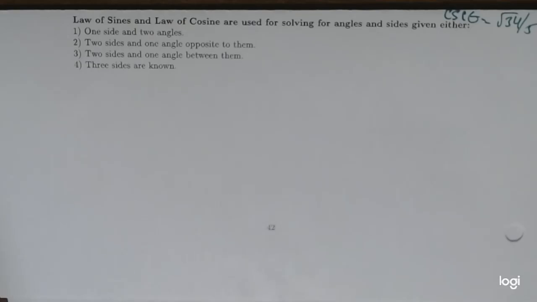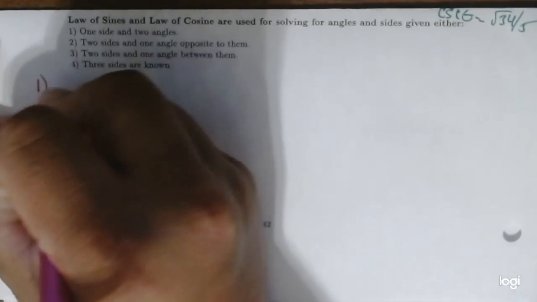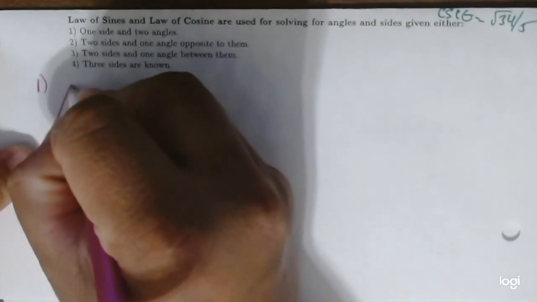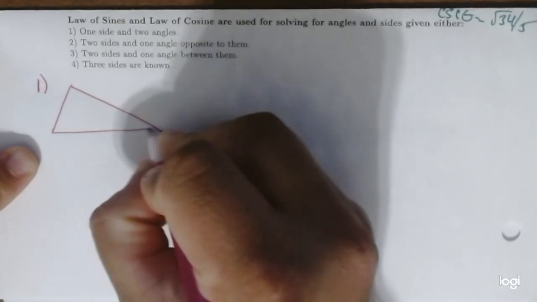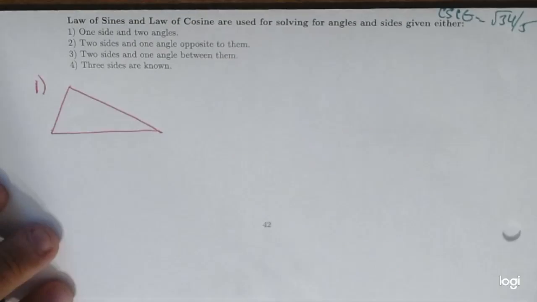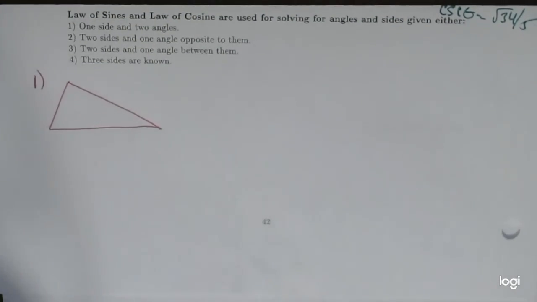Okay, so I'll give you a picture of each one respectively. The first one says when one side and two angles are given to you. A picture of when that actually happens is, well, remember, this time, what if you're not given a right triangle and you're given an arbitrary triangle itself, right? That's the main concept of using laws of cosine and sine.